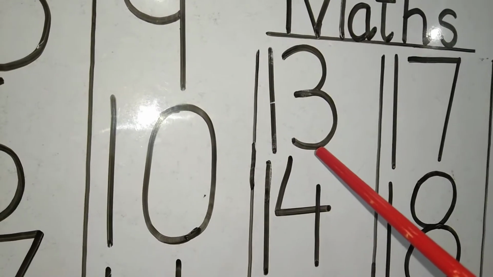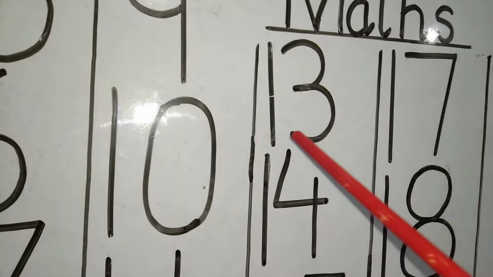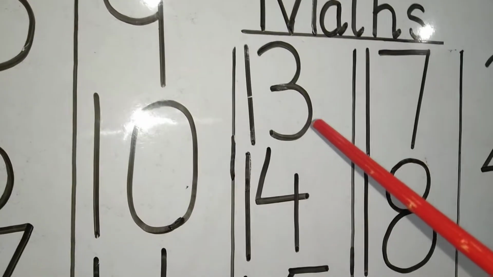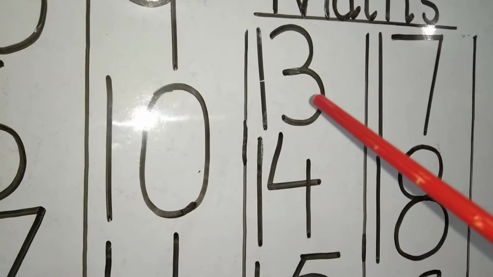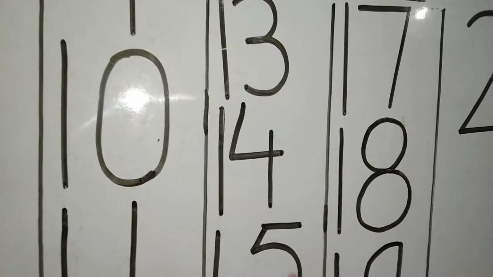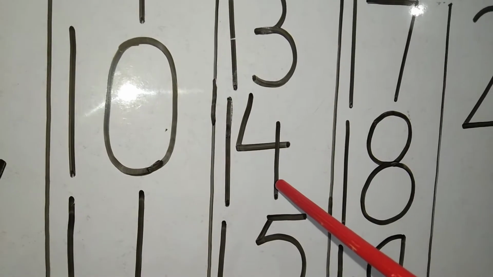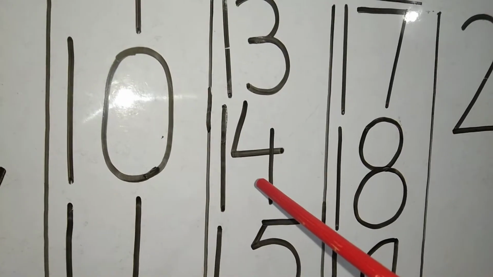And which number is this? 13. 1 and 3, 13. 1 and 3 make number 13. What comes after 13? 14. 1 and 4, 14.